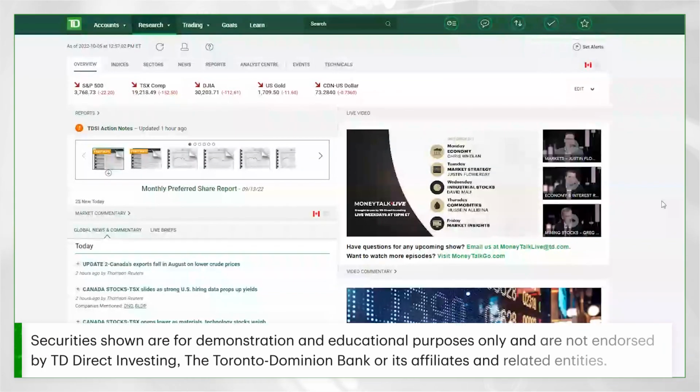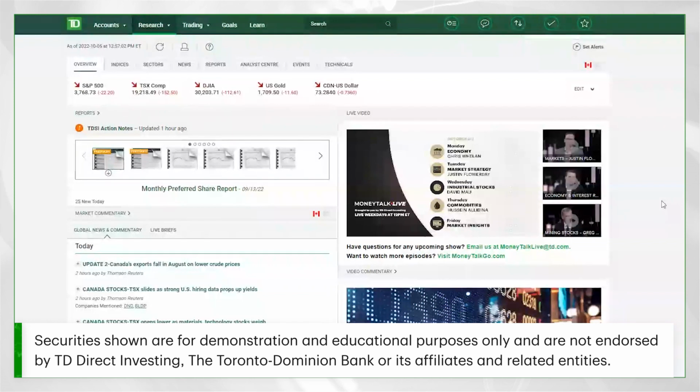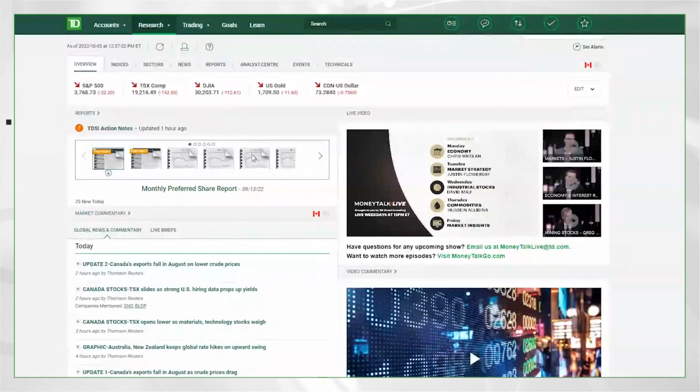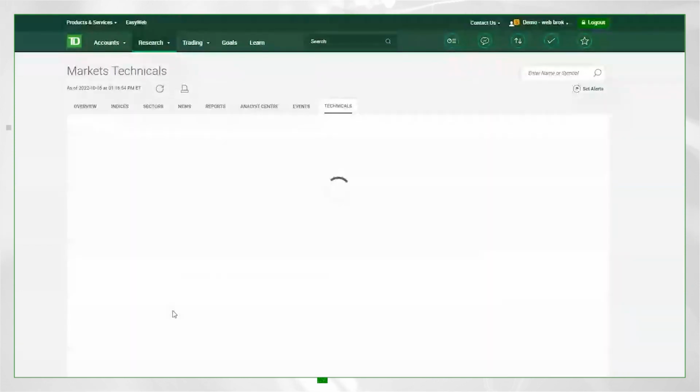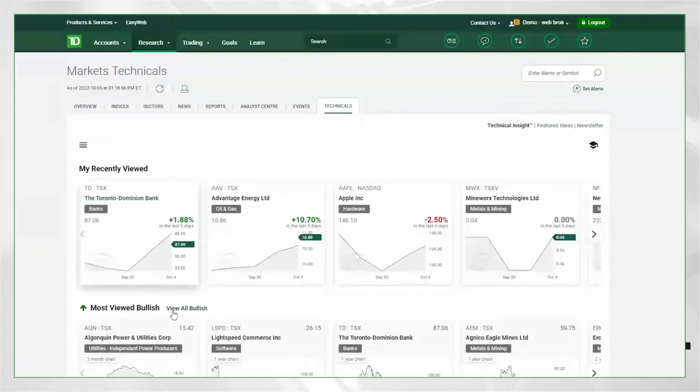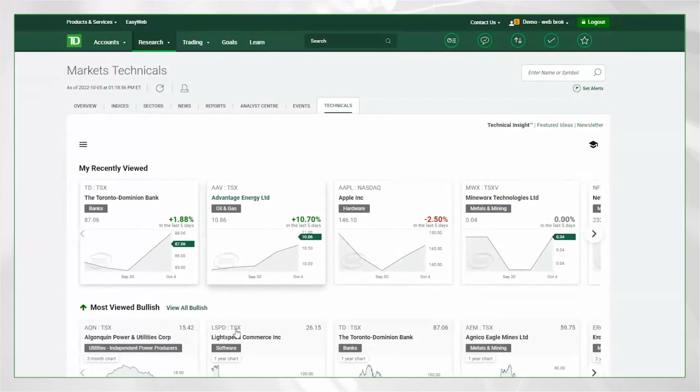So you can see on the screen right now, we're in the main overview market data today, market overview page. There's two ways really you can access it quickly. You can go right into your research section and click on technicals, and then you're going to come to this main page, and there's a lot of data here I'll touch base on.